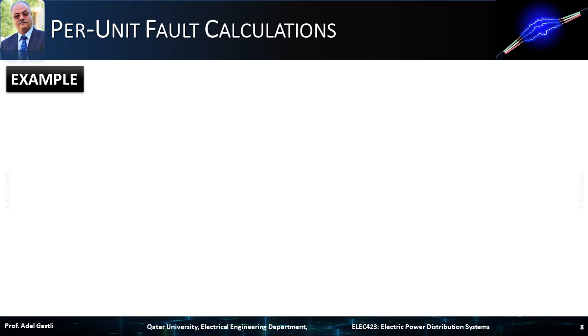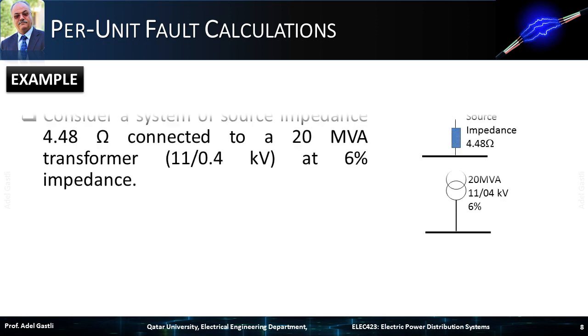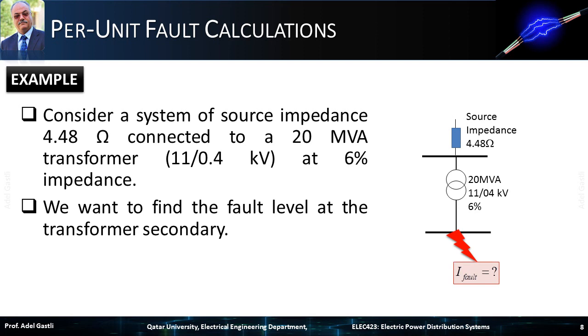Let's work on a simple example. We consider a system of source impedance 4.48 ohms, connected to a 20 MVA step-down transformer, from 11 kV to 0.4 kV, with 6% impedance. And we want to find the fault current level at the transformer secondary.